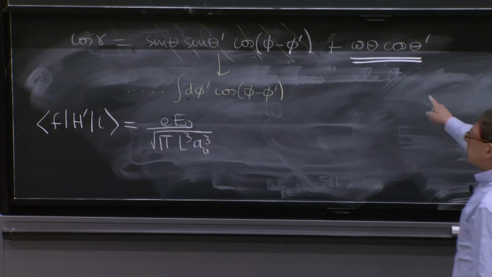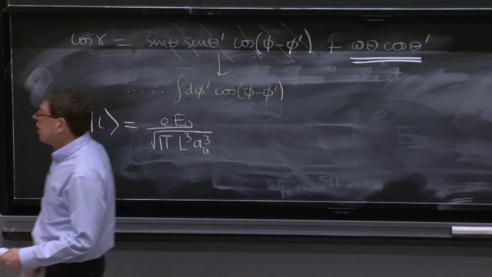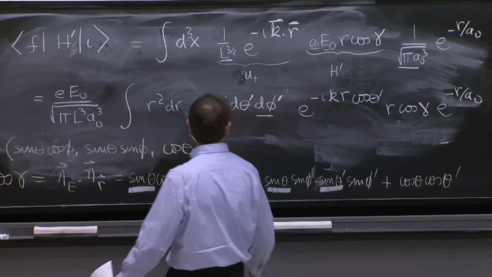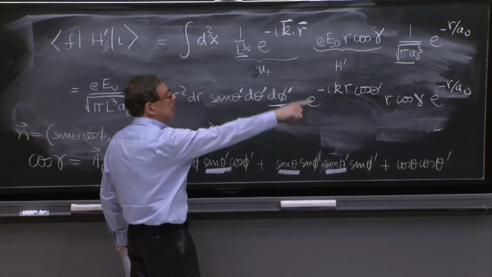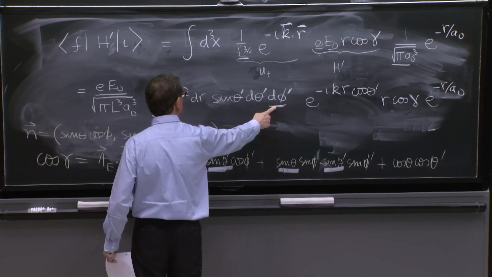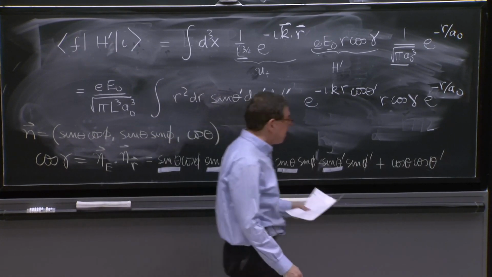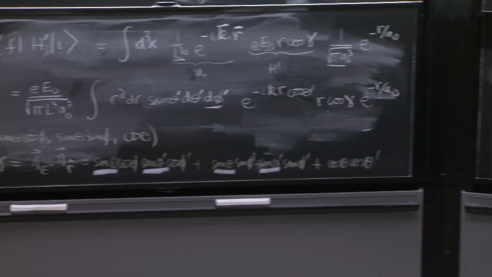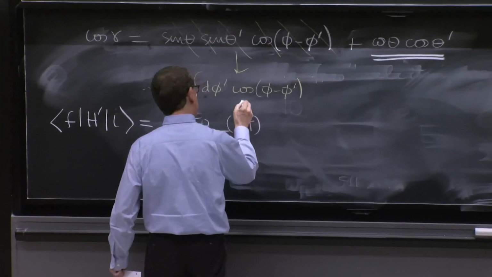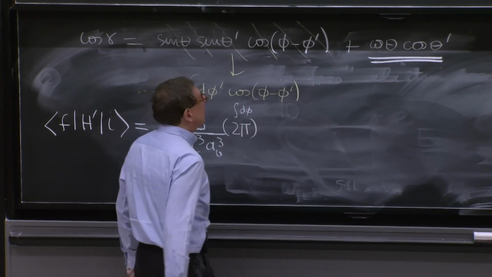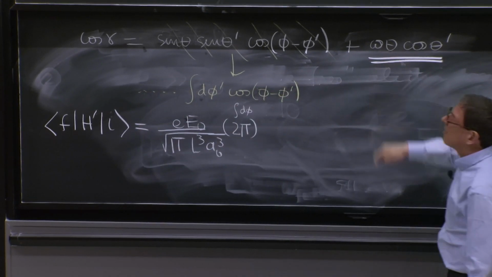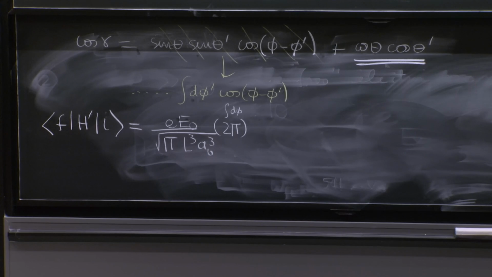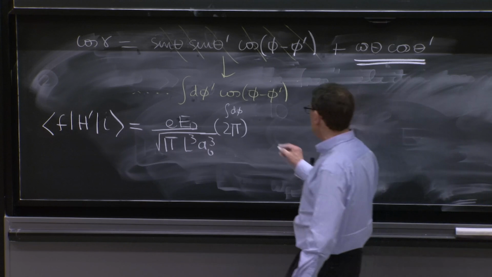And when you put this term, for sure, you can now do the d phi prime integral, because that term is phi independent, so that integral gives you just a factor of 2 pi from the integral of d phi. And from this thing, cosine theta is the angle between the electric field and k. So it's a constant for your integral. You're integrating over theta prime and phi prime. So cosine theta also goes out.